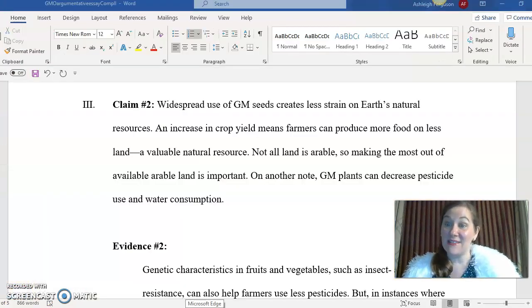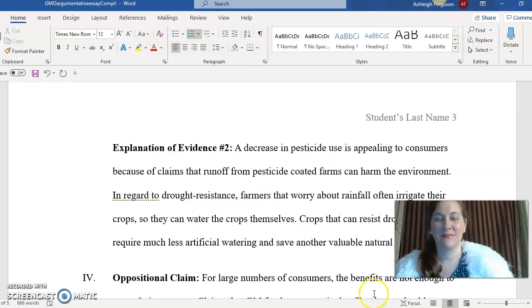Okay, in the student essay, his claim 2 is essentially going to be discussing his second reason, okay? His second reason for supporting GM crops is this: widespread use of GM seeds creates less strain on the Earth's natural resources. So not only does he think it's going to help alleviate world hunger, he thinks it's going to be less of a strain on the Earth's resources. An increase in crop yield means farmers can produce more food on less land, a valuable natural resource. Not all land is arable, so making the most out of available arable land is important. On another note, GM plants can decrease pesticide use and water consumption.